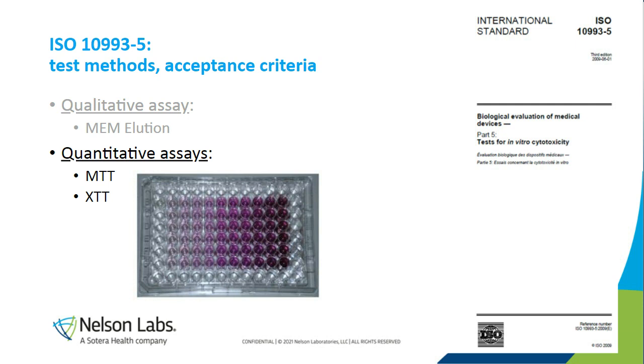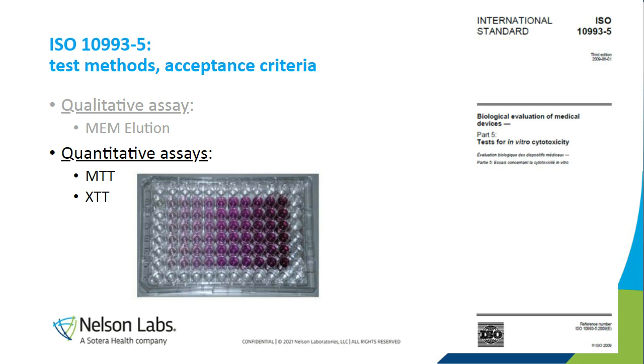There are other quantitative tests also listed in ISO 10993-5, for example, neutral red uptake, but they still use the same method, where there's an uptake by cells, and then we measure that based on the fact that only the live cells can do this.